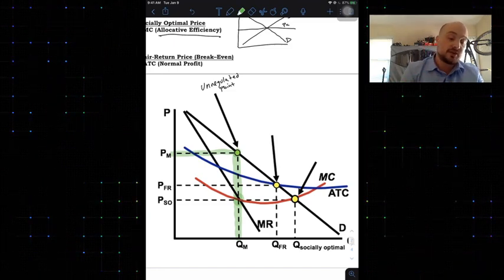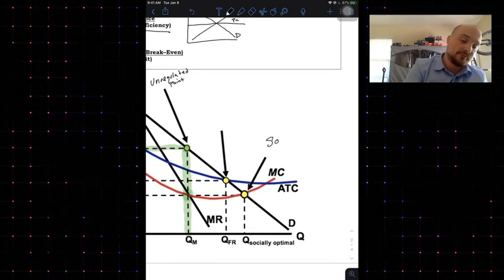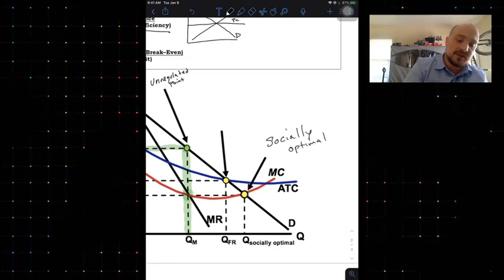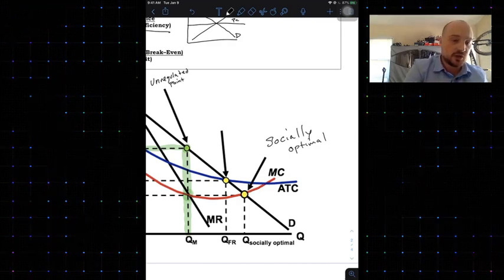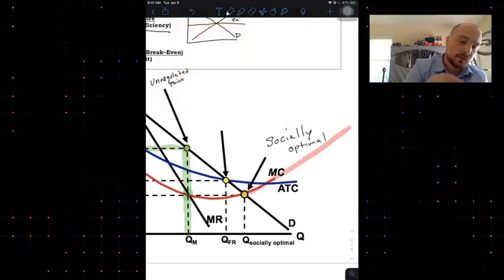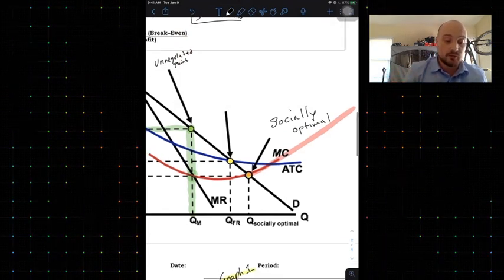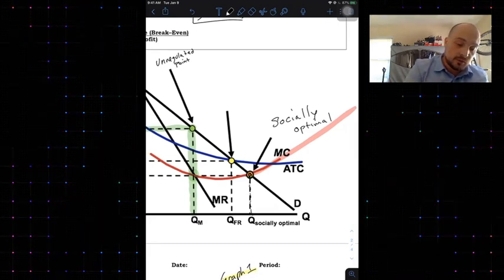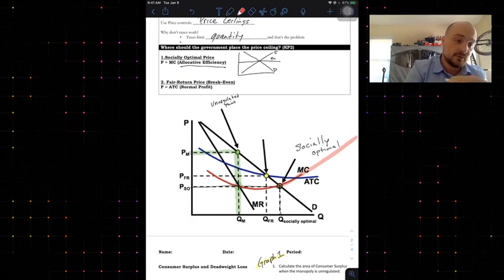Now, the second choice that the government has is the socially optimal point. I know that this is kind of hard to see, but let's imagine that this MC just keeps going up in that Nike swoosh shape. Right? Now, if the government produces at that socially optimal point, well, we have a problem, right? Check this out. That would be the quantity. That would be the price.